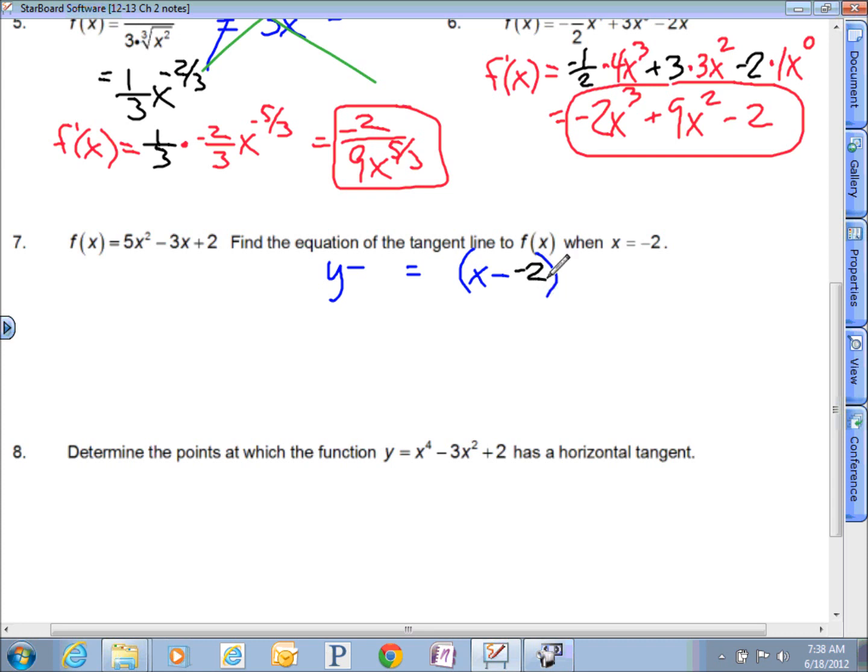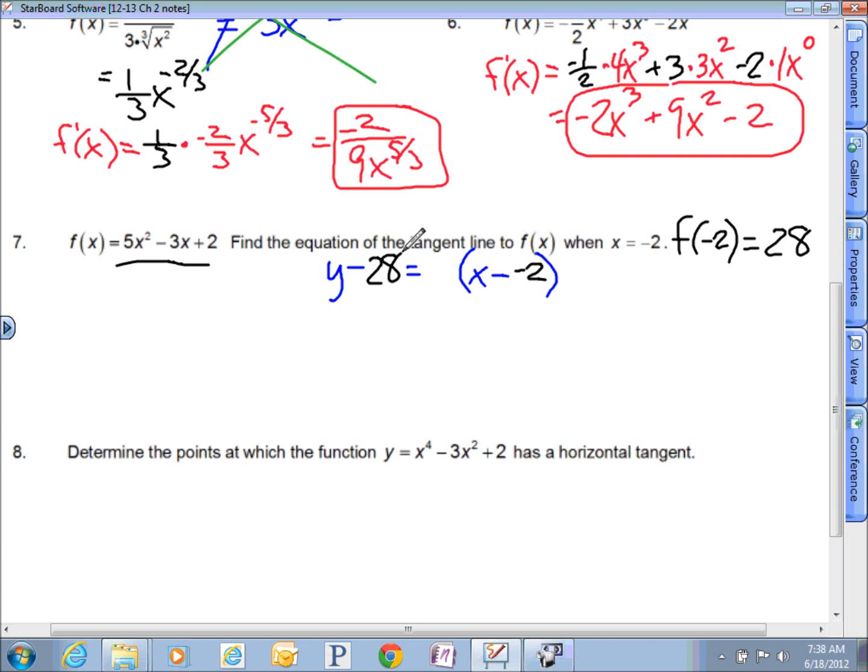How do I find the y-coordinate? I would do f of negative 2. Well, f of negative 2, 5 times 4 is 20, minus 3 times negative 2 would be positive 6. So we got 26 plus 2 is 28. So 28 is my y-coordinate that I'm using. Now I need to come up with a slope. So when I go to come up with my slope, now slope has to do with your derivative.